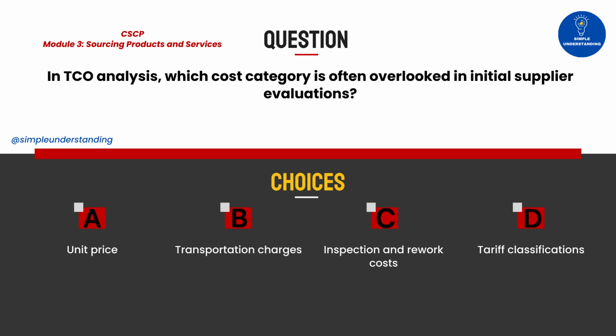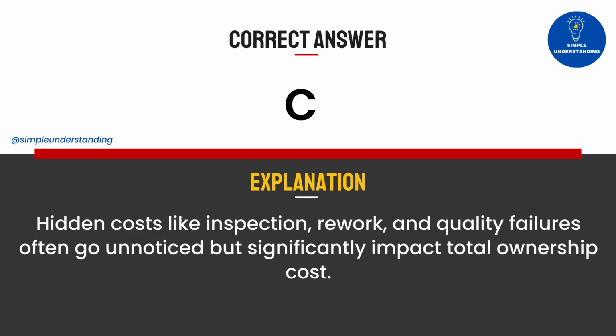11. In TCO analysis, which cost category is often overlooked in initial supplier evaluations? A. Unit price. B. Transportation charges. C. Inspection and rework costs. D. Tariff classifications. Correct answer, C. Explanation. Quality-related hidden costs, such as inspection and rework, can greatly impact total costs.